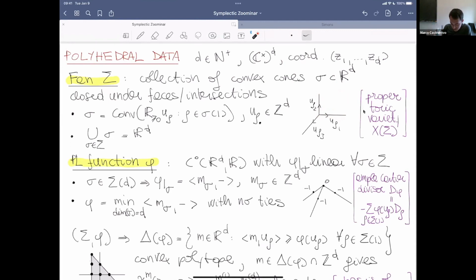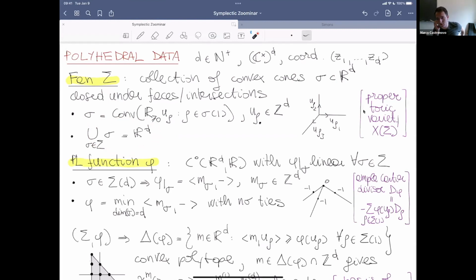I'm making 2 assumptions on the fan. The first is that whenever you see a cone, you can always write it as the convex hull of rays that are generated by some primitive lattice vectors that I'm denoting u_rho. If rho is a ray, let's say rho 2 in this example, u_rho2 will be (0, 1). And the second assumption I want to make is that if you take the union of all the cones, you get the whole space, R^D.